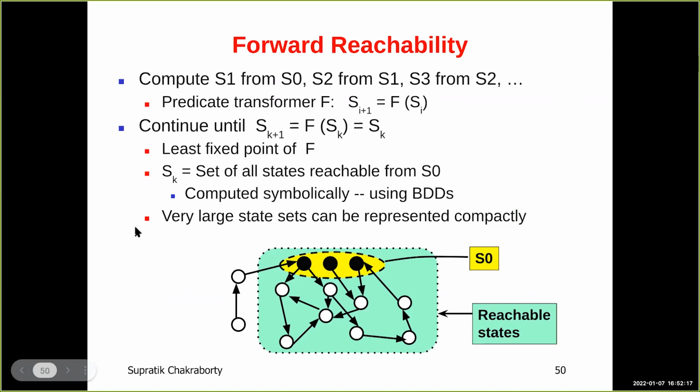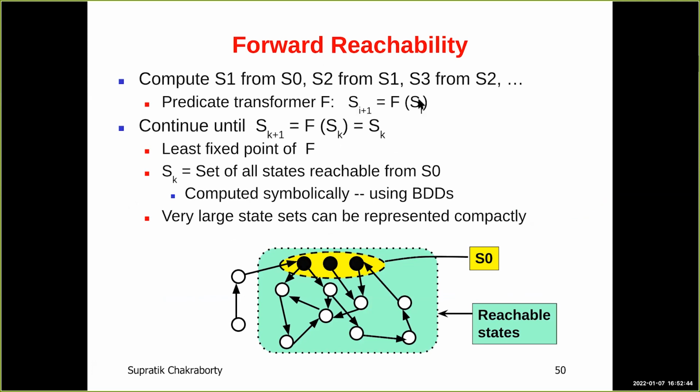And now I can repeat it. So from S0, if I can compute S1, from S1, I can compute S2, which is the set of states such that they are reachable in at most one step from S1. And S1 was itself reachable in at most one step from S0. So therefore, S2 is the set of states that are reachable in at most two steps from S0. Similarly, S3 from S2 means reachable in at most three steps from S0.